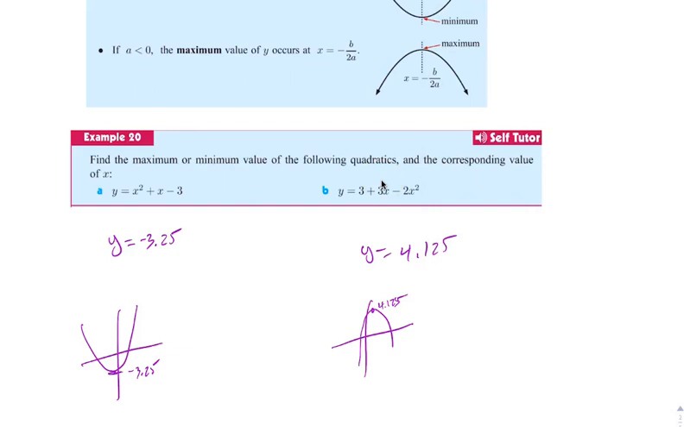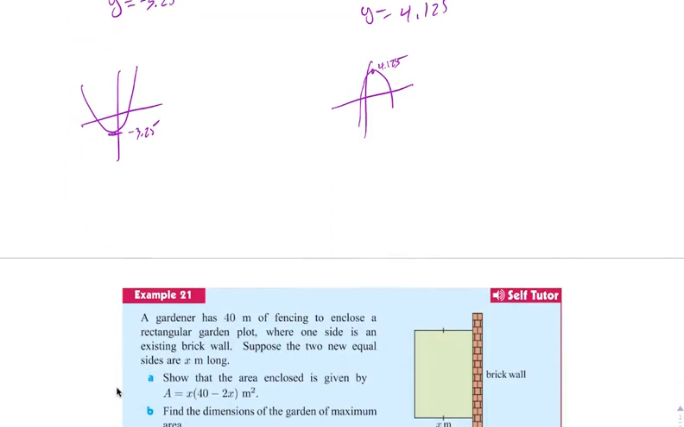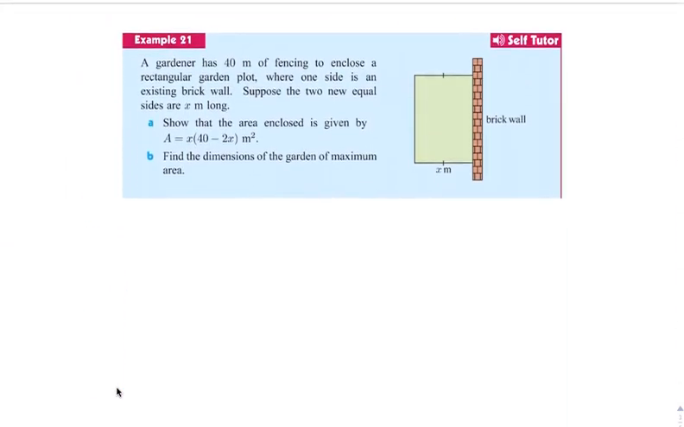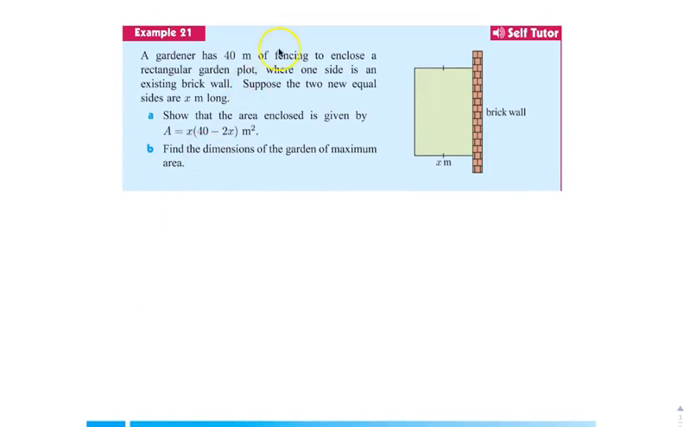So that's kind of the idea for optimization. Let's do a slightly harder example. In this one, a gardener has 40 meters of fencing to enclose a rectangular garden plot, where one of the sides is an existing brick wall. Suppose two new equal sides are x meters long. So we have this brick wall here, so I don't need fencing on there. They're saying the whole thing has 40 meters. So all this put together is 40.